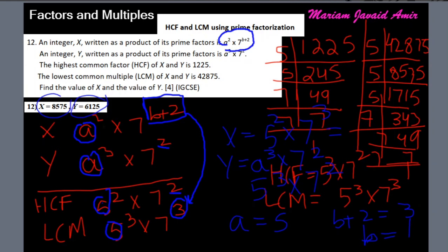So what we did was we simply wrote the LCM and HCF in the form of prime factors, then we wrote it in this form and did the comparison to get the values of a and b, and then we substituted those values here and here to get the values of x and y.